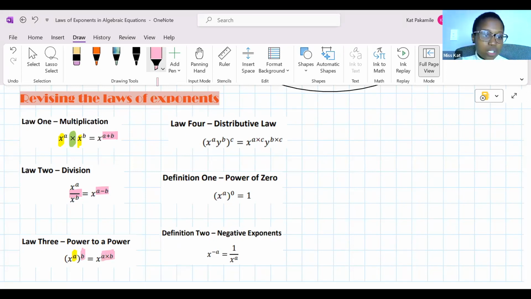Do not confuse law 1 and 3. Look at the differences. In law 1, we have two bases, right? They are the same base, but there's two of them. In law number 3, we have two exponents. Do we see that? One base, two exponents, so we multiply. Two bases, then we add.